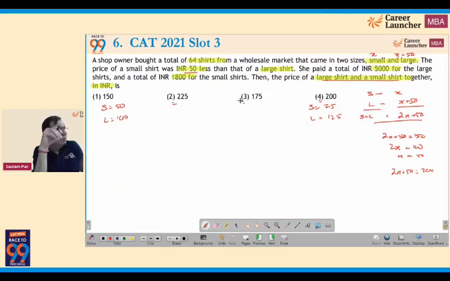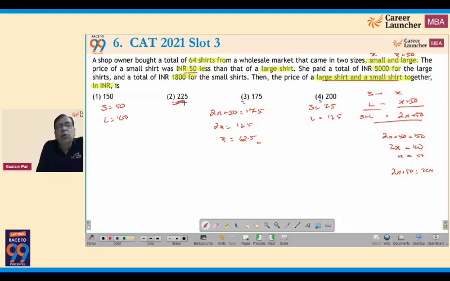These are not cute numbers. Hence I have not bothered much about them. I'll come to them later if required. Why am I saying these are not cute numbers? Let's look at 175. If I say 2x plus 50 is equal to 175, what does that mean? 2x will be 125, x will be 62.5. This is not a cute number.